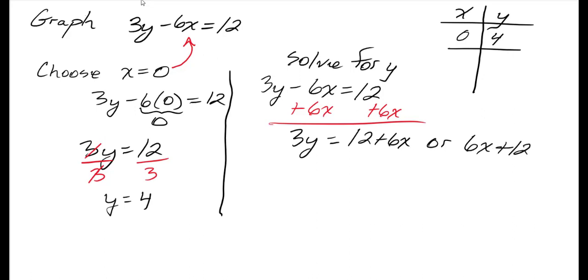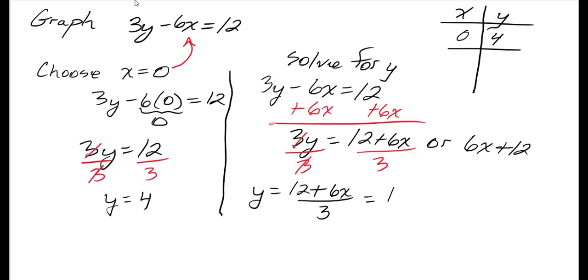So now I still don't have y isolated, so what I need to do then is divide both sides of this equation by 3 to eliminate the 3 next to y. So now we have y equals this fraction. Y is 12 plus 6x over 3.